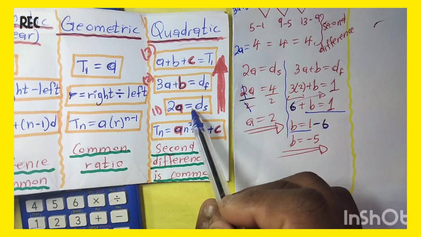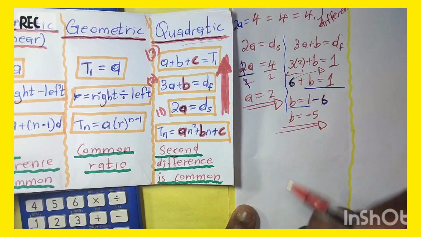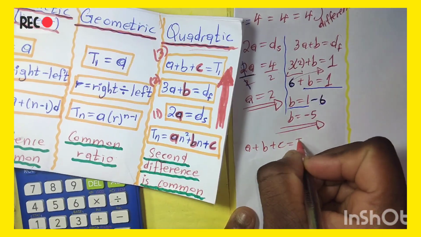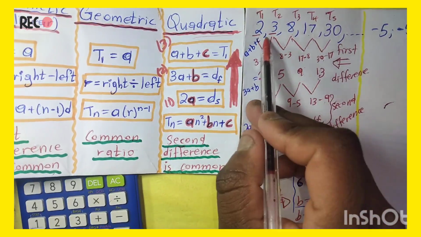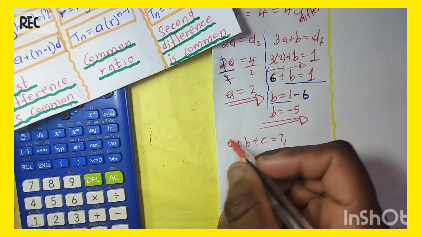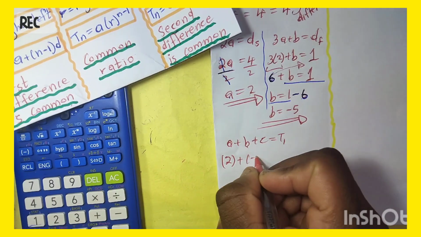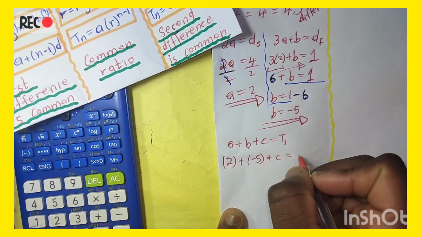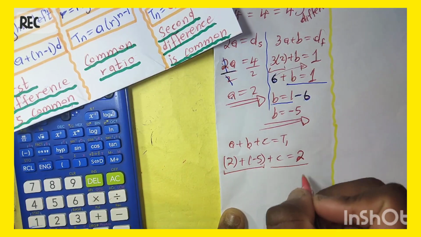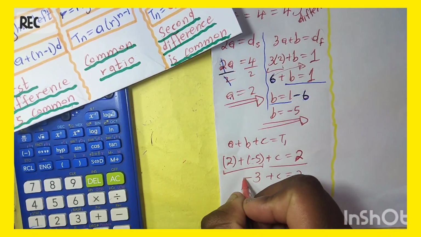So if now I know the value for a and b, let me go to that equation there. From this equation, I'll just say this is a plus b plus c, which is the first term. And according to the sequence, my first term is 2. Then you just substitute, guys. I know this one, that's 2, plus, I know this one, minus 5, plus c. But this is 2, according to the sequence. Then you simplify these two things, and they give you negative 3.